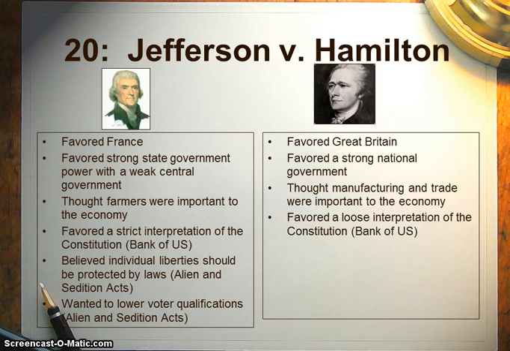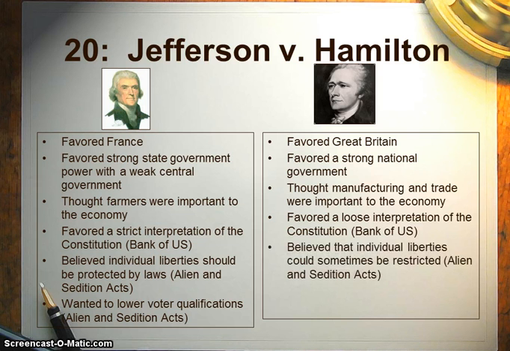Hamilton favored a loose interpretation of the Constitution, so he really liked the Bank of the United States. He actually helped set it up. His argument was that if Congress has the power to collect taxes in the Constitution, then they would need a bank, and they would have the power to do that.